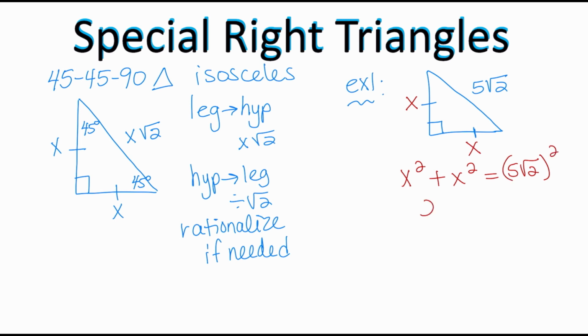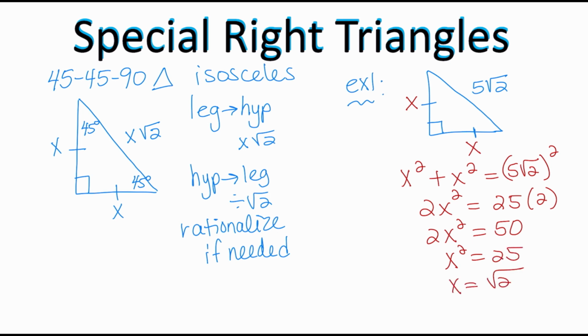squared. So this is 2x squared is equal to, the way you work with 5 square root of 2 squared is that 5 squared is 25, and the square root of 2 squared is just 2. So then you end up with 2x squared is equal to 50. If we divide by 2 on both sides, 50 divided by 2 is 25. So x is going to equal the square root of 25, which is 5. And sure enough, we were able to get back exactly the same answer. So in this video, we went over the first special right triangle, which is the 45-45-90 triangle.